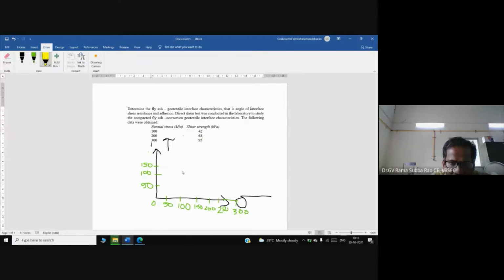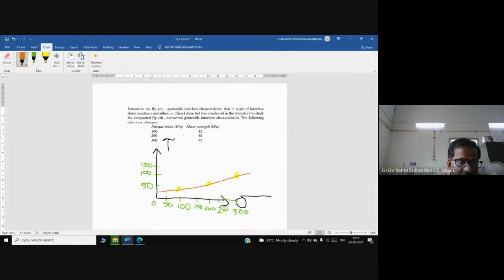Here you see, when normal stress is 100, the shear stress is 42. This is one point. Then when normal stress is 200, the shear stress is 68. Similarly, when normal stress is 300, the shear stress is 95. Now we are going to join these points with a straight line.